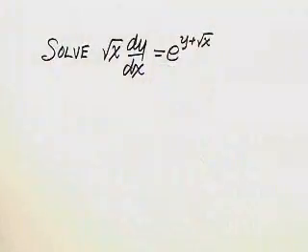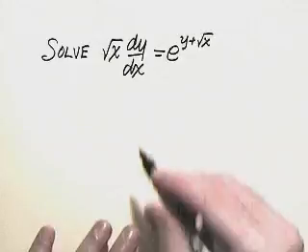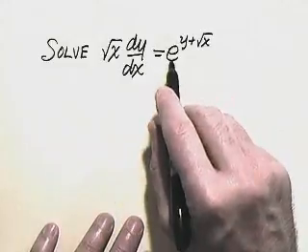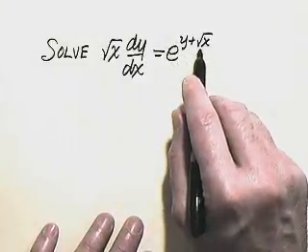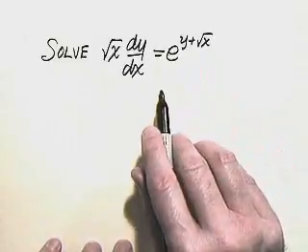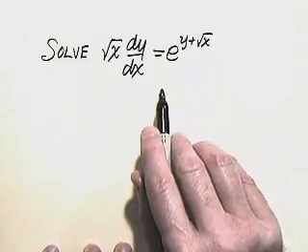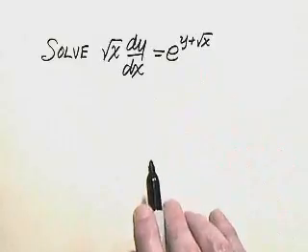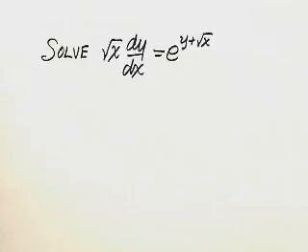Let's use separation of variables again to solve a differential equation. So here in this problem, we want to solve the differential equation square root x dy/dx equals e to the y plus square root x. Okay, so why don't you pause the video, try this one on your own. Remember, it's separation of variables, and then we'll see how I do it.